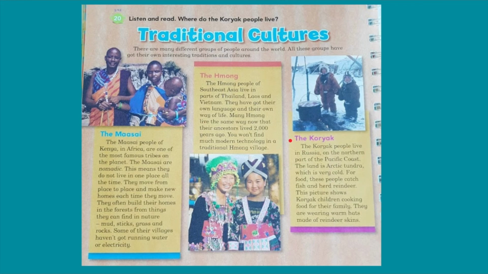The Koryak. The Koryak people live in Russia on the northern part of the Pacific coast. The land is Arctic tundra, which is very cold. For food, these people catch fish and herd reindeer. This picture shows Koryak children cooking food for their family. They are wearing warm hats made of reindeer skins.